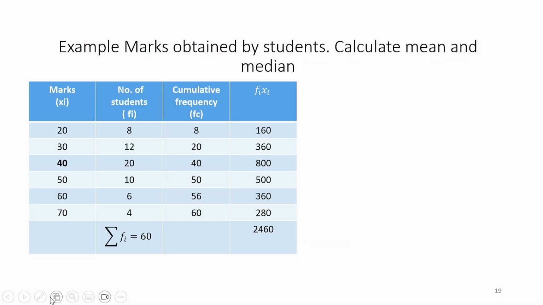So let us say the marks obtained by students are shown here, and the table is given here. Marks are 20, there are 8 students. So this is data where there is a frequency also.